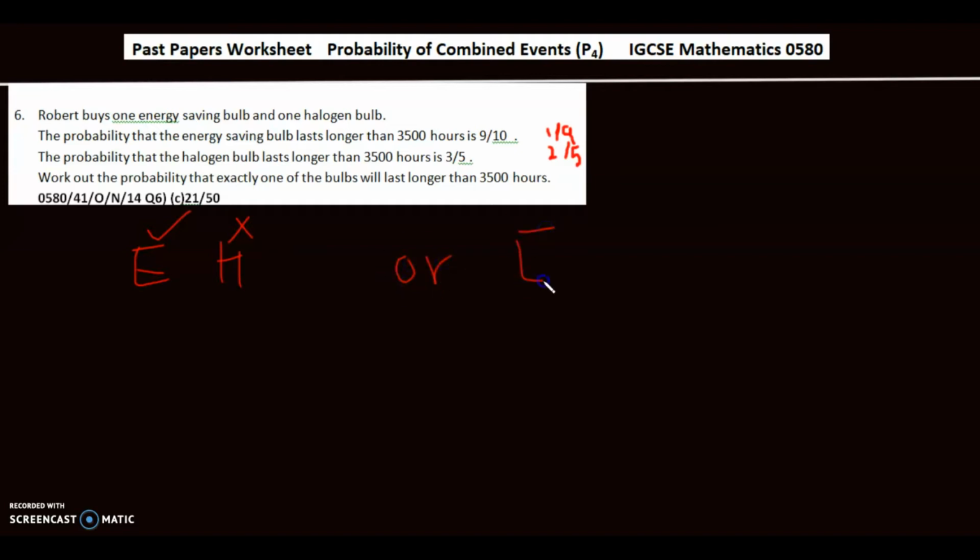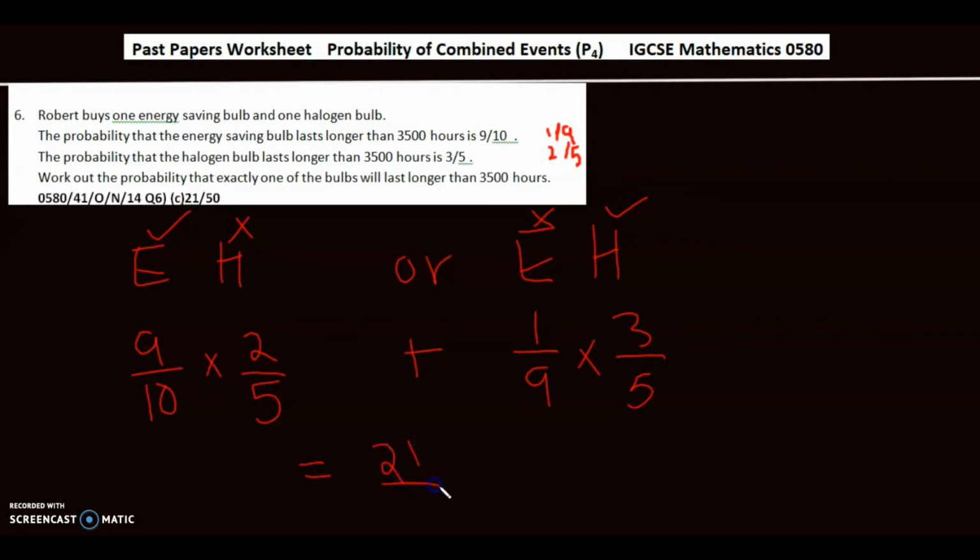Or we also have to consider the case where the energy bulb does not last longer, but the halogen bulb does last longer than 3500 hours. So what's the probability of the energy bulb lasting more than 3500 hours? It's 3 upon 10. What's the probability of the halogen bulb not lasting more than 3500 hours? That's 2 upon 5, or means plus energy bulb not lasting more than 3500 hours is 1 upon 9 times halogen bulb lasting more than 3500 hours is 3 upon 5. Find this product, and the answer should be 21 upon 50.